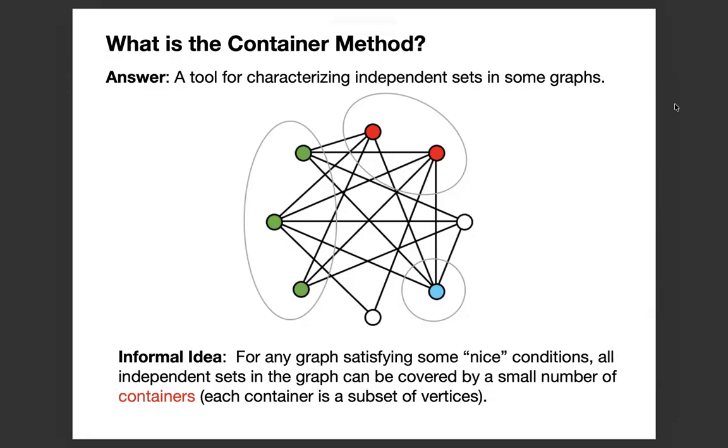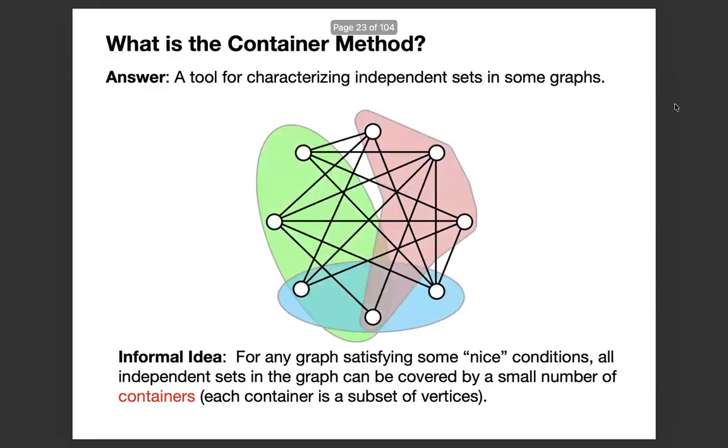So what would this look like for this graph? Again, lots of independent sets, but my claim is that if I just give you these 3 containers, then any independent set you can find in the graph is going to be a subset of one of these containers. I challenge you to try to find one. If you find one, let me know, because then I have to fix all of my talks.